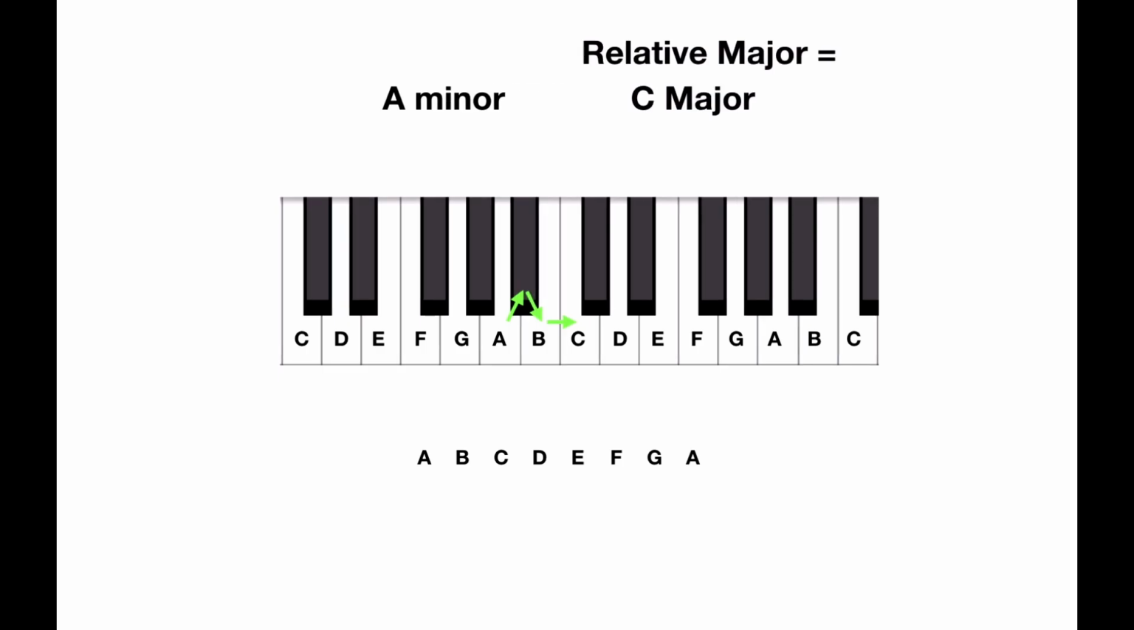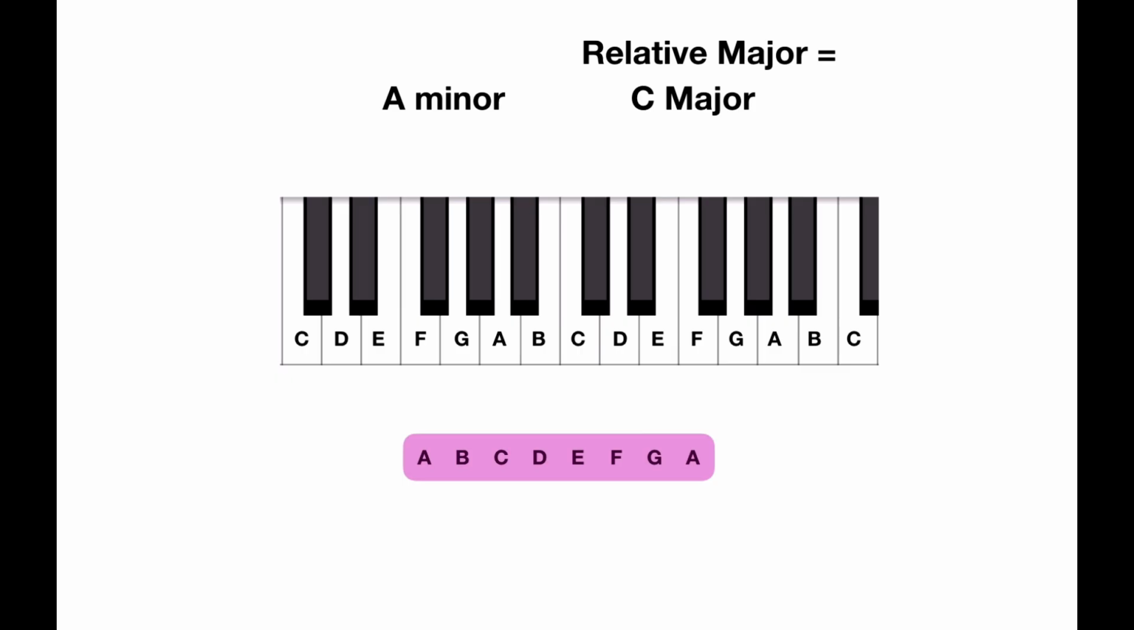And the C major scale is super easy. We've already learned it. It's just C, D, E, F, G, A, B, C, all on the white notes. There's no sharps, there's no flats. So it will be exactly the same for the A minor. There'll be no sharps or no flats. So the A minor is A, B, C, D, E, F, G, A.